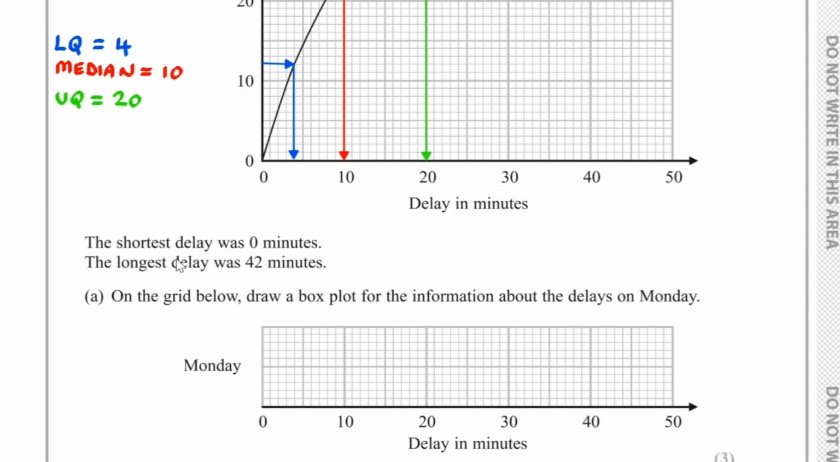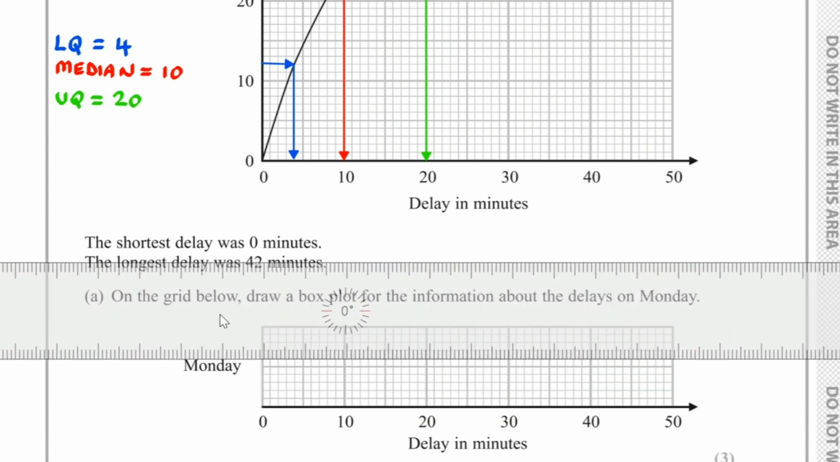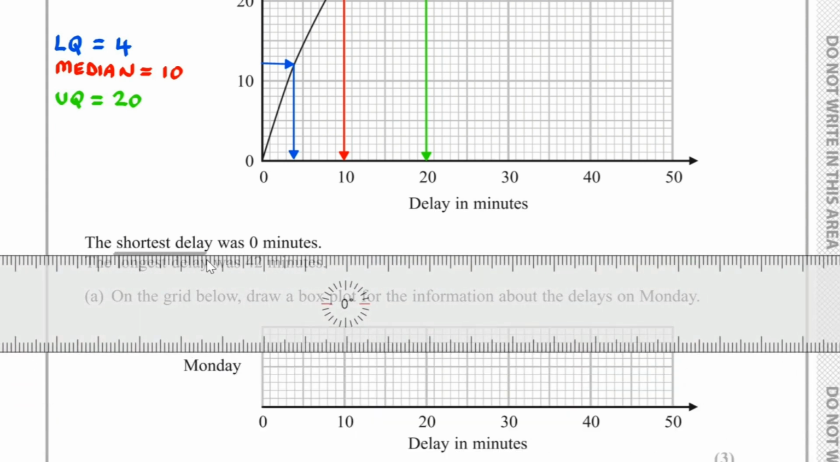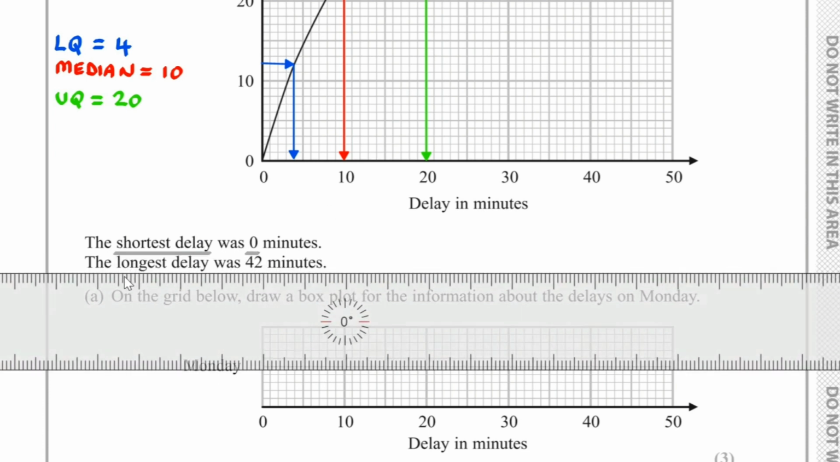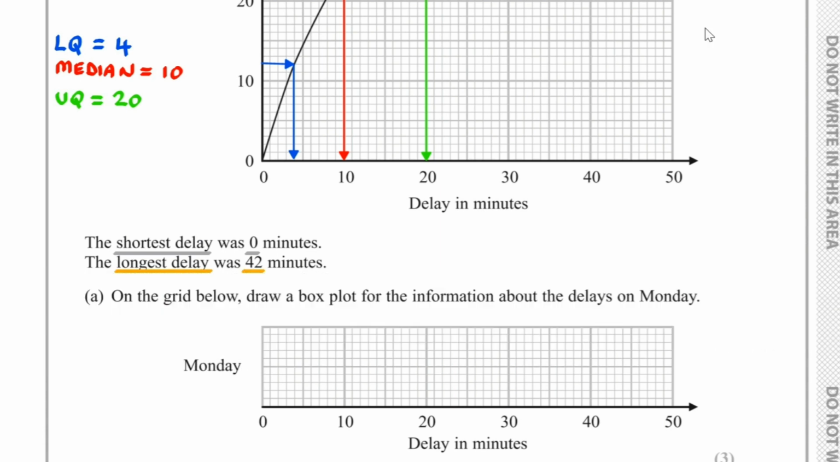Now I've got the shortest delay, 0 minutes, and then I've got the longest delay, which is 42 minutes. So now we've got enough information to plot a box plot.